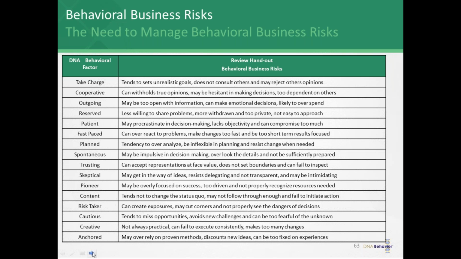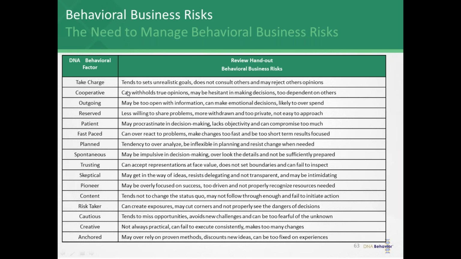So, for example, in our workplace operations report, we look at the business risks that can be caused by the failure to manage behaviour. If the person's strongest trait is take charge, a risk could be that they will tend to set unrealistic goals. They will not consult others and may reject others' opinions. Whereas their opposite, who is the cooperative, could withhold their true opinions, may be hesitant in making decisions, and be too dependent on others. The stronger that the person's take charge or cooperative trait score is, the more true this is likely to be.